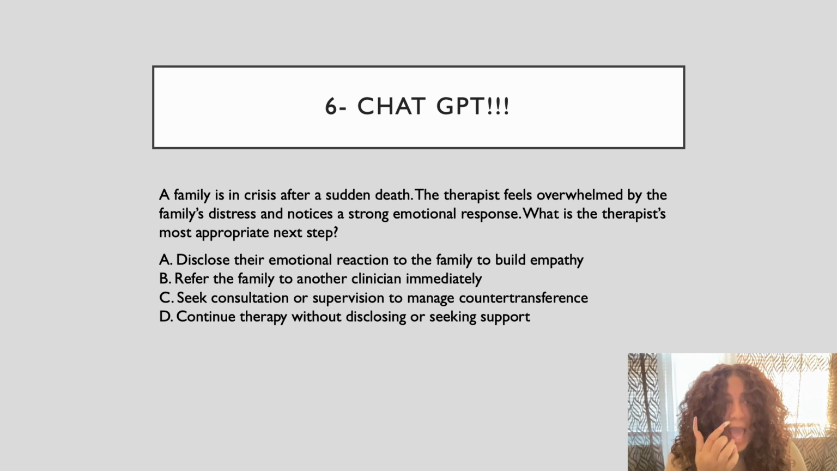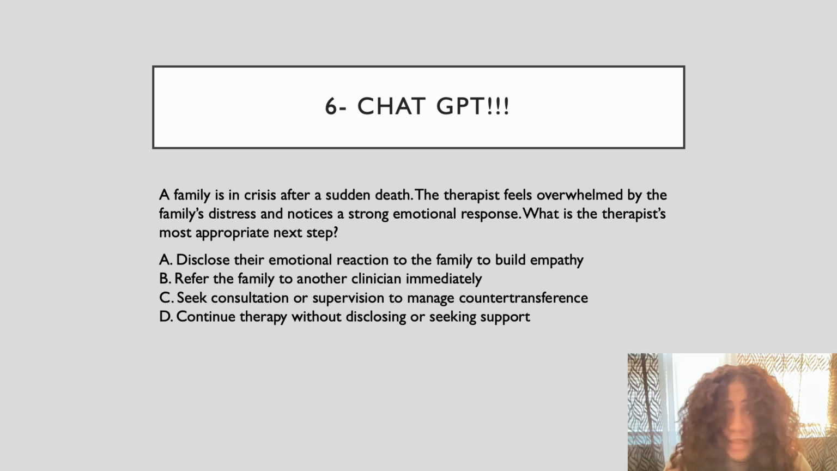Okay, alrighty. A family in a crisis after a sudden death. The therapist feels overwhelmed by the family's distress and notices a strong emotional response. What is the therapist's most appropriate next step? So stop. Let's look at this question before you look at the answer responses. If you were taking this exam, what would you do right now, right? So I would highlight crisis after a sudden death, but do not ignore putting family in there, right?